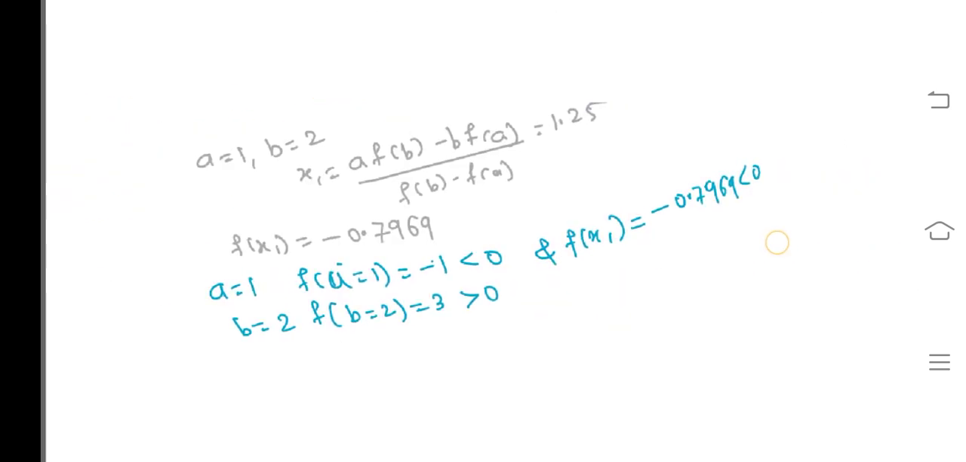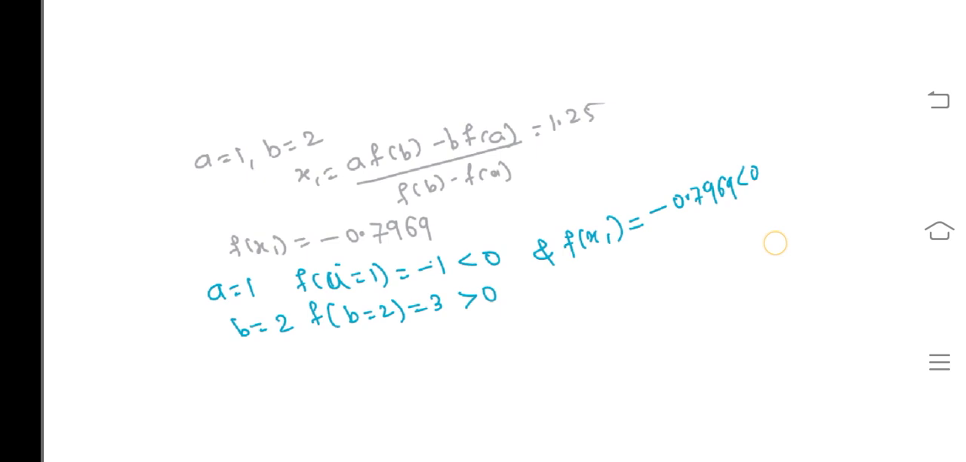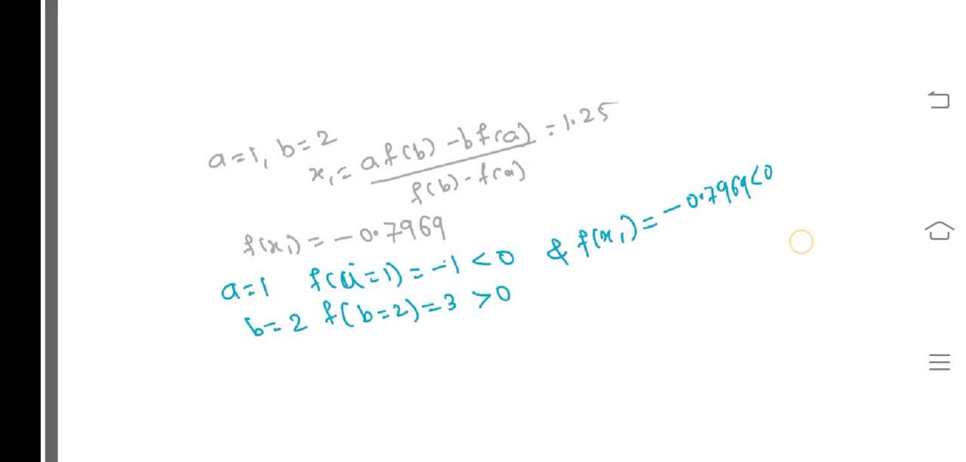Let's find x1 by using (a times f(b) minus b times f(a)) divided by f(b) minus f(a). So that is 1.25. Let's calculate f(x1). f(x1) is coming out to be minus 0.7969. So it is less than 0.